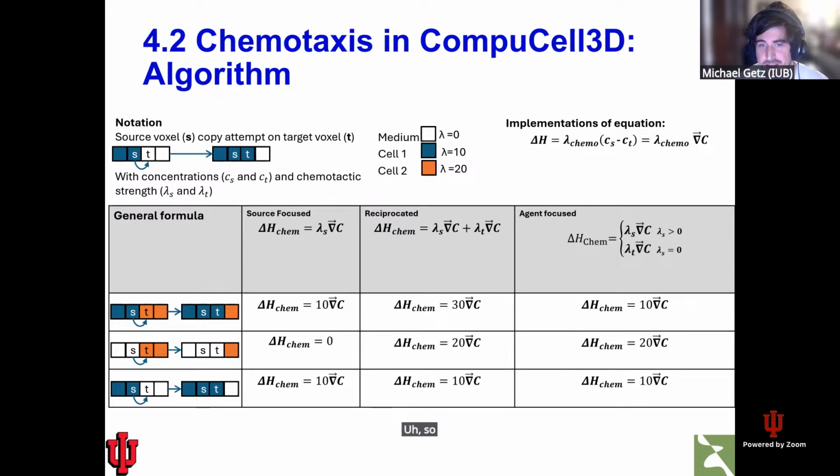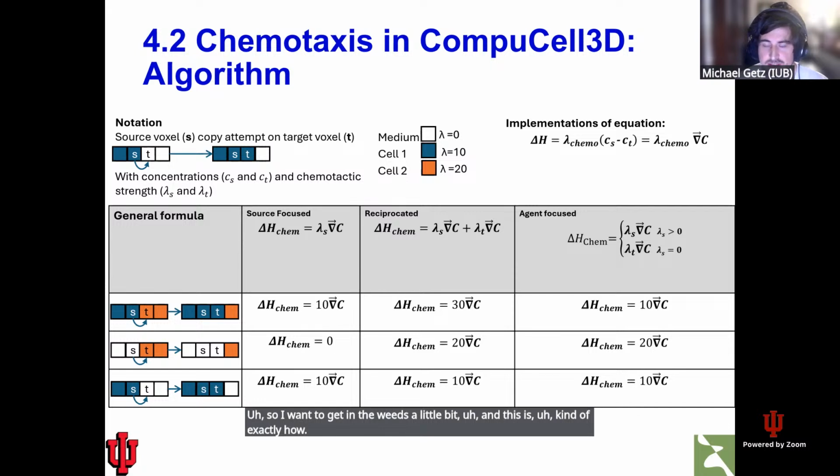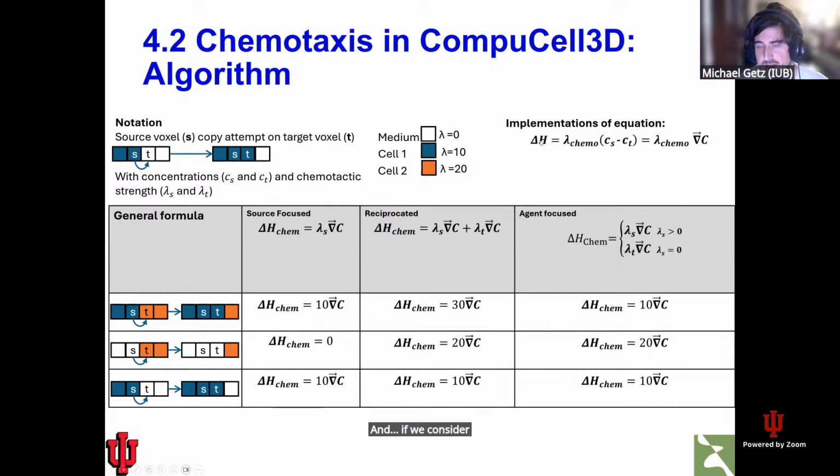So I want to get in the weeds a little bit. This is exactly how CompuCell does the flip attempt and applies this force. By default, CompuCell will use the agent-focused algorithm. If we consider that our system has an energy contribution which is linearly related to the difference between the source and target cell, then the contribution, if cell 1 is trying to flip cell 2, will just be 10 times grad C.